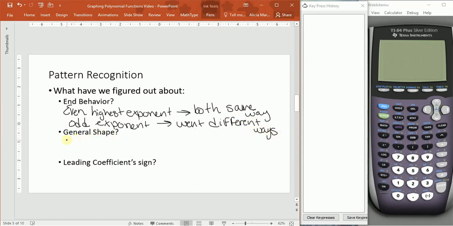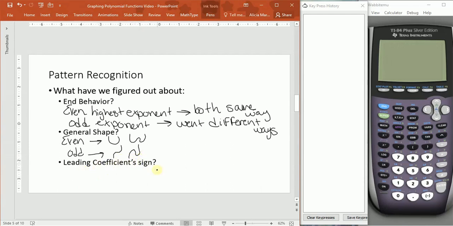General shape, well, same thing, even and odd. Even did some form of a U. Sometimes you'll see them also do like a W shape, depending. You didn't see any of those, but we will look at one of those kinds today. Odd is always going to do some form of an S or a squiggle. Sometimes it might be a little bit more squiggly, but it's always going to look something like that.